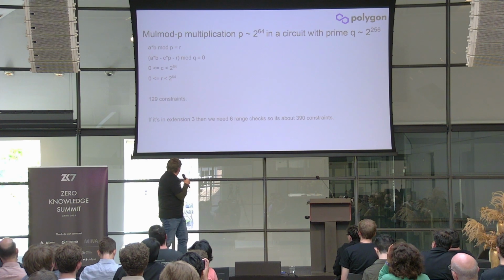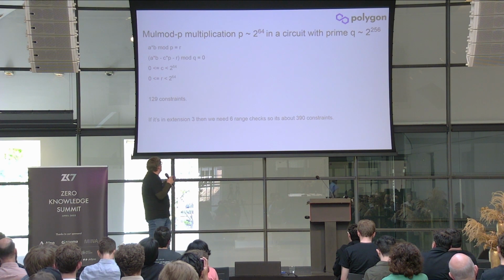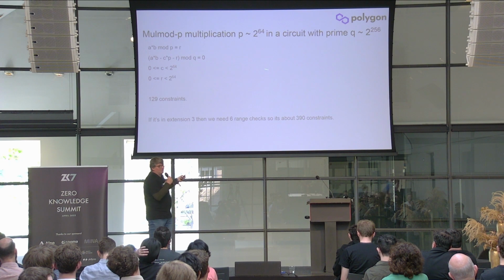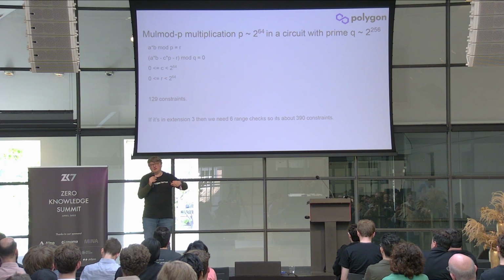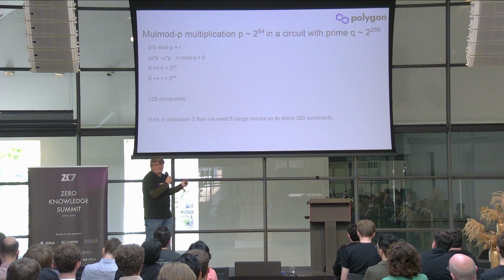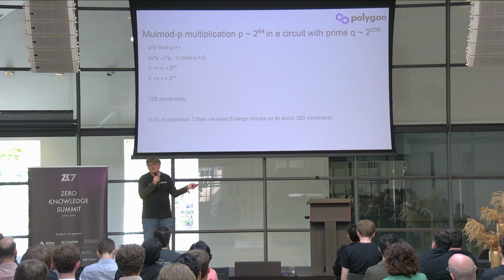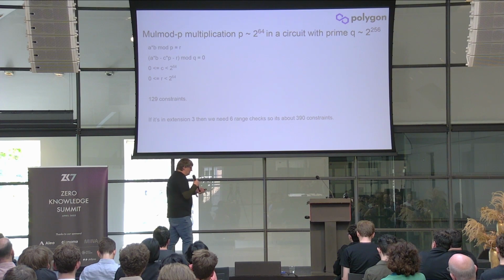You need to do these different multiplications, but you can do a trick: you can make this equation a little bit longer, and at the end you don't need that many. You can pack them together. So if it's an extension 3, for example, you just need 3 times this range check. So for an extension field of 64 bits, we need less than 400 constraints.